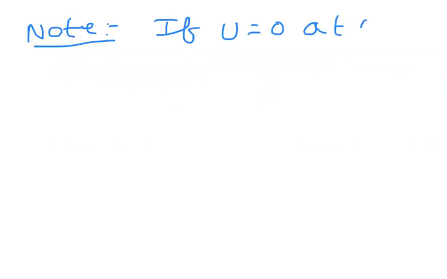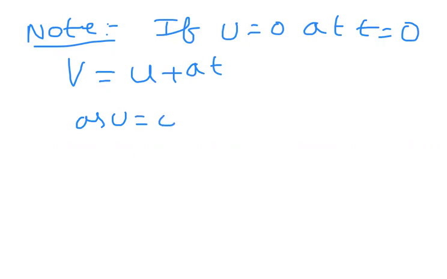Next, let us observe one special point. Note here. Suppose u is equal to 0 at t equal to 0. The actual formula is v is equal to u plus at. As u is equal to 0, I can write v equal to at.